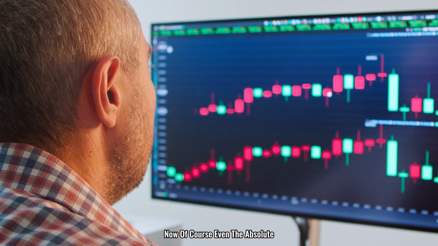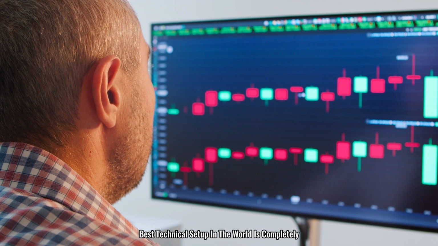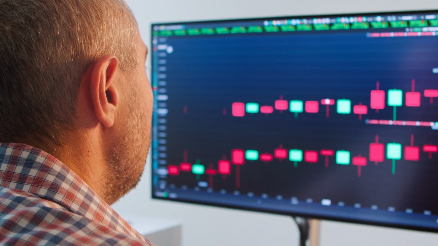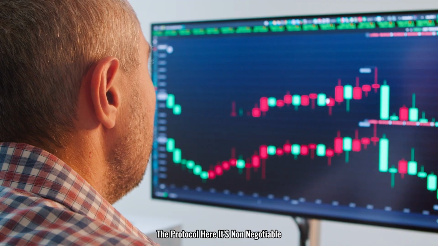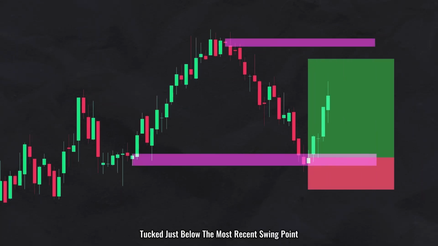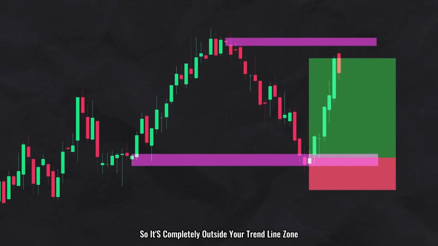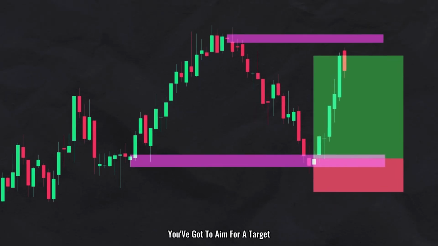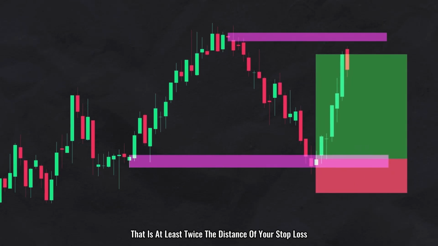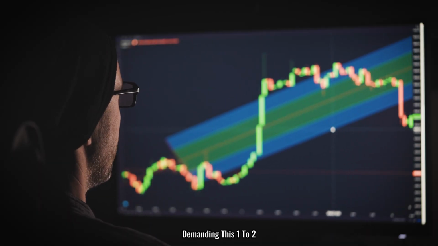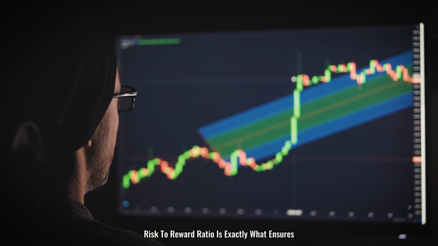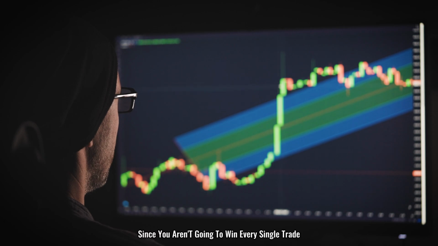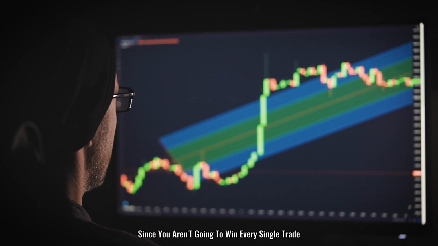Now, of course, even the absolute best technical setup in the world is completely worthless without strict risk management. The protocol here, it's non-negotiable. You place your stop loss safely tucked just below the most recent swing point so it's completely outside your trendline zone. And for your take profit, you've got to aim for a target that is at least twice the distance of your stop loss. Demanding this 1-to-2 risk-to-reward ratio is exactly what ensures you can stay profitable over the long haul, even if, especially since, you aren't going to win every single trade.